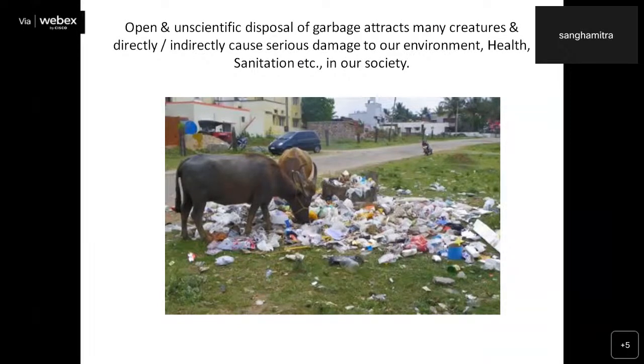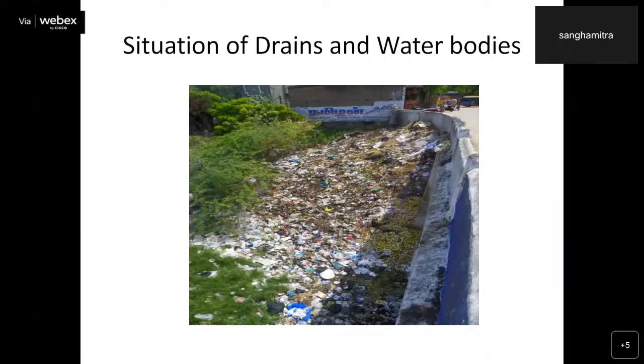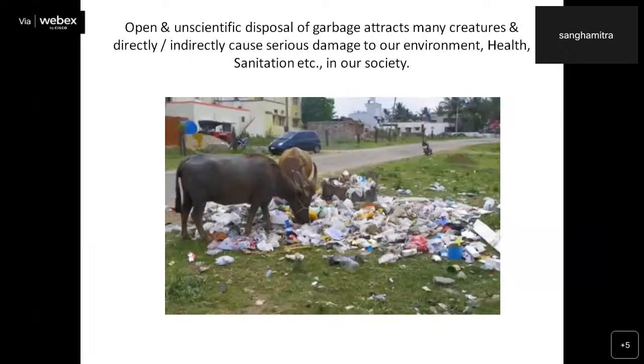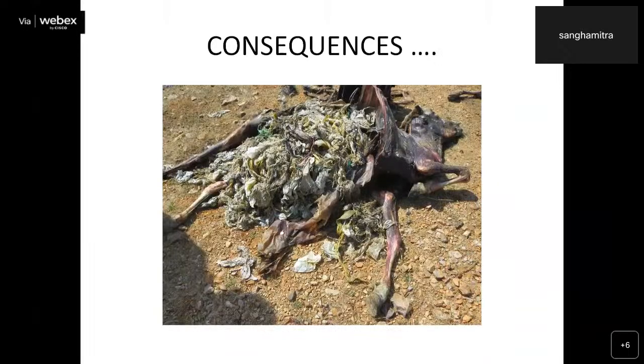So in the previous picture, we saw that there is a canal, and the canal is just clogged with a lot of waste. In the next slide, we see that the waste is just dumped around, and animals are eating something from the packets which are lying there. As a consequence, in the next slide, it's a dead cow. Can you see the dead cow? The dead cow has lots and lots of plastic in the stomach. It's not a photoshopped one. It is a real picture.